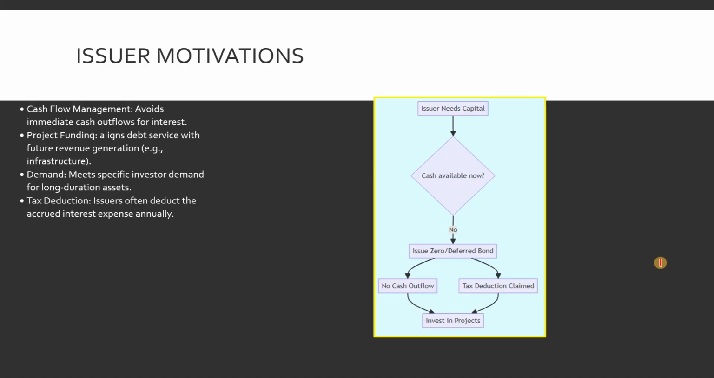So let's look at the map chart here. What is the issuer's logic? The issuer needs capital but asks: is cash available or not? If no, they issue a zero coupon bond or a deferred bond, which leads to the benefit of no cash outflow and a tax reduction claimed. Both branches converge on investing in a project, showing how the structure supports long-term growth without immediate liquidity strain.